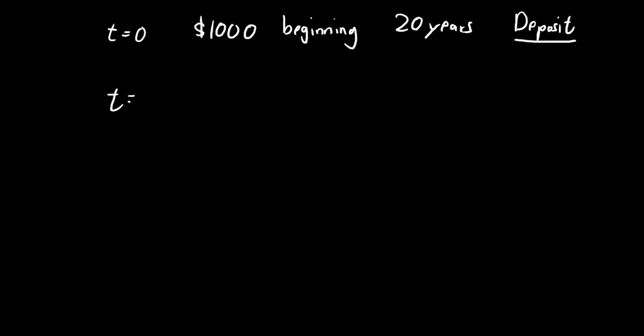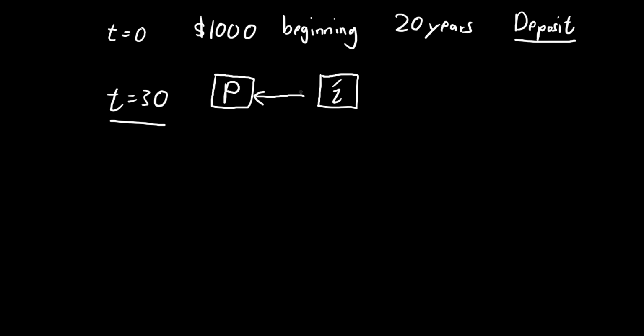And then at time 30, we're going to receive a perpetuity that pays P dollars. So the first payment of this perpetuity is going to happen exactly at time 30, and it's going to go on forever. So the problem is, what is the value of P? Notice that we're not given the interest rate i, so we're going to have to find the value of P as an expression in terms of i.